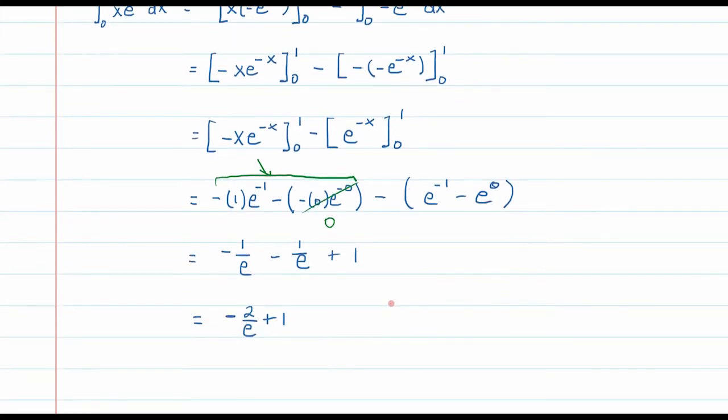And now it's about simplifying. This is equivalent to minus 1 over e. e to the negative 1 can be rewritten with e in the denominator. This again we can write as 1 over e. And applying this negative sign becomes negative 1 over e. And e to the 0 becomes 1. But because of this negative sign, negative times negative, it becomes positive 1. So we're simply left with minus 2 over e plus 1.